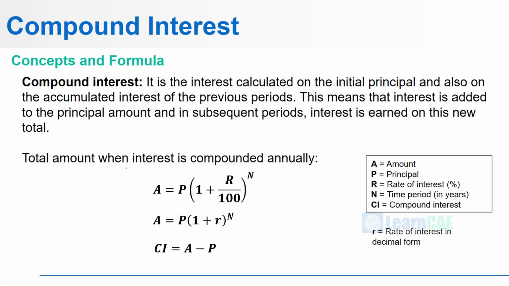The formula for total amount when the interest is compounded annually is given as A is equal to P into (1 plus R by 100) power n, where A is the amount, P is the principal, R is the rate of interest and n is the time period in years usually, and C is the compound interest. So if you see, we can rewrite this R by 100 as lowercase r, where r is the rate of interest in decimal form. So the amount is given by P into (1 plus r) power n, and the compound interest is equal to amount minus principal.